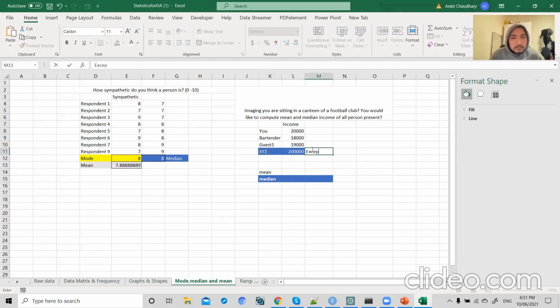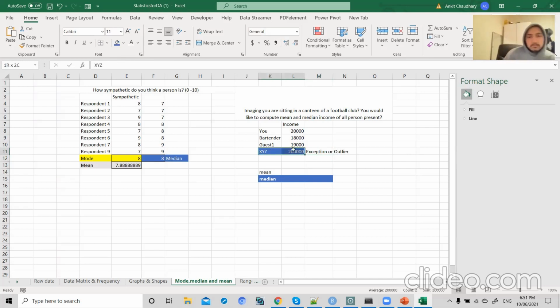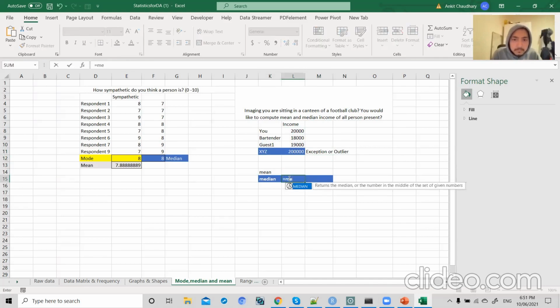This is exceptional, often even considered an outlier. We even say this is an outlier. This one is exceptional. So in such a case, it's good to take the median. Okay. So in this case, if we take the median.